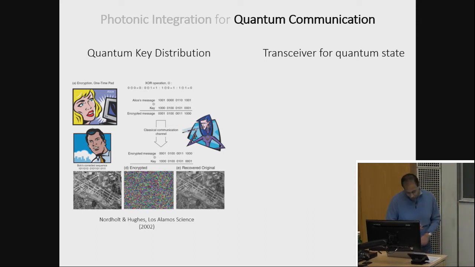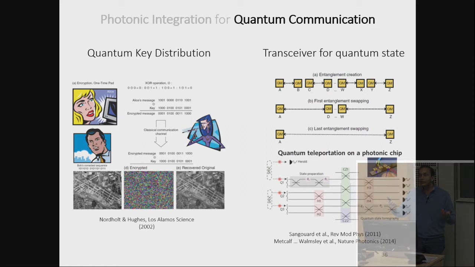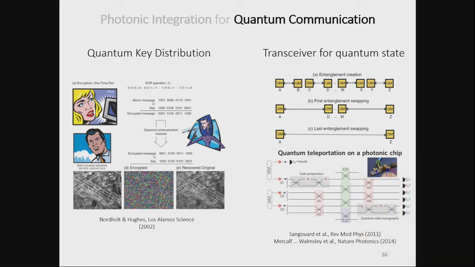And the transceiver for a quantum state is basically, you don't have deterministic amplification for quantum states, and therefore you need to build something called a repeater that can extend the reach. So you exchange entanglement between these intermediate states, and thereby the two ends of the network have now established entanglement between them. And you can try to do quantum teleportation on a photonic chip. Circuit-wise, it's not super hard. It's a bunch of beam splitters and phase shifters. The technology is actually tantalizingly close, but some of the functionality is quite difficult.